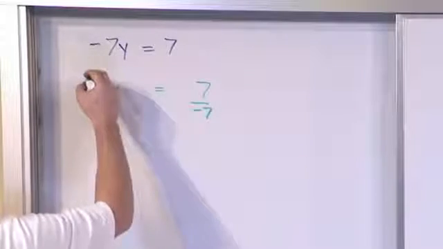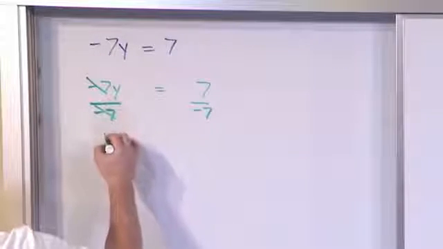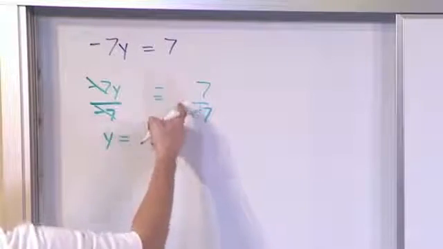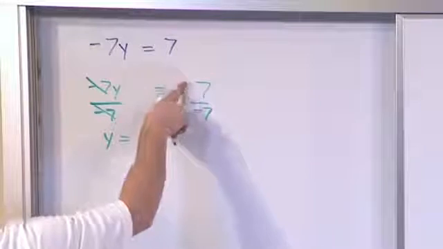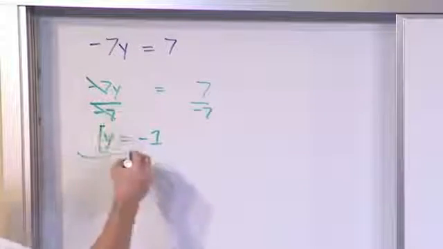And so they're going to cancel. So on the left-hand side, you're going to have y is equal to, and over here, you're going to have -1. 7 divided by 7 is 1. Positive divided by negative is negative.